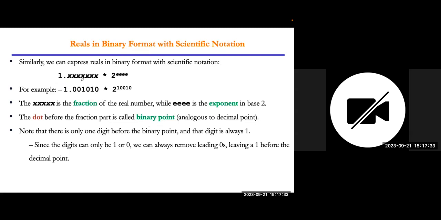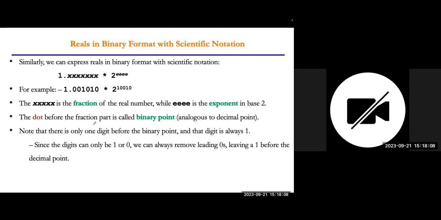After that, you have two portions. After the dot, you will have one portion, and this is multiplied by 2, because it is a binary format, with its exponent. This exponent explains how many positions the floating point is moved, either to the left side or the right side. This part we call the fractional part, and this part we call the exponential part of the real number, where e is the exponent in base 2.